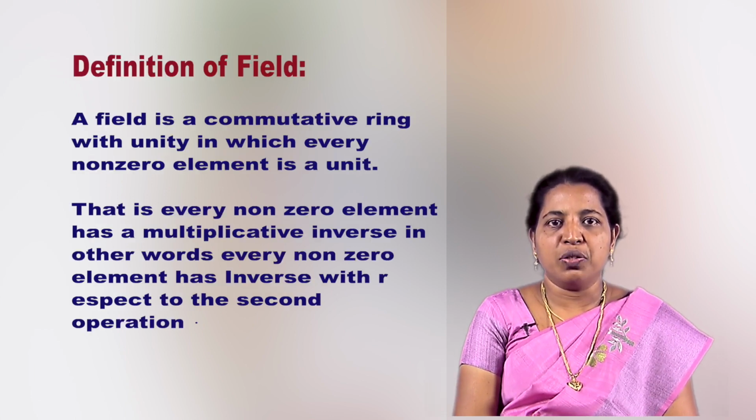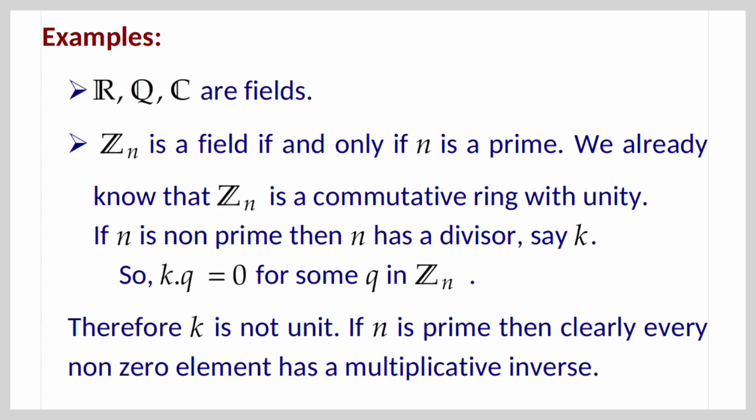Let us see the definition of field. A field is a commutative ring with unity in which every non-zero element is a unit. That is, every non-zero element has a multiplicative inverse, which means every non-zero element has an inverse with respect to the second operation dot. The examples are R, Q and C are fields. Zn is a field if and only if n is a prime.